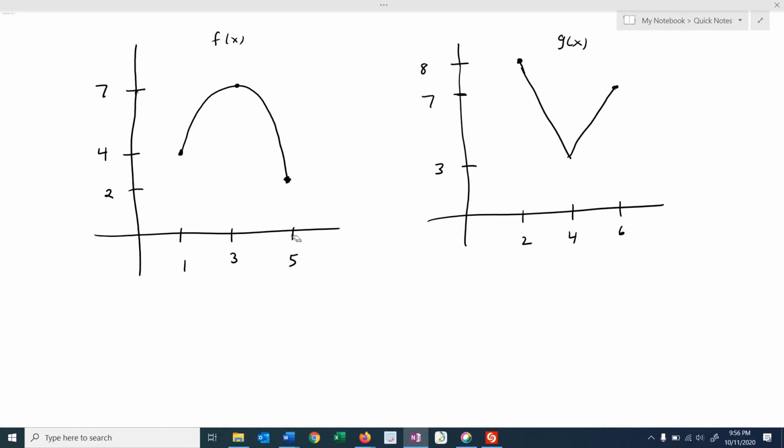I think you can see on this graph that the absolute minimum is 2, and it occurs when x equals 5. Notice x equals 5 is actually the right endpoint of the domain of this function. So I think you can see that absolute minimums and maximums can occur at the endpoints of the domain of your function. But they can also occur at critical points in the interior of the domain of the function, because here the absolute maximum, which is 7, is occurring at 3. And 3 is the location of a critical point, because the derivative at this point happens to be 0.